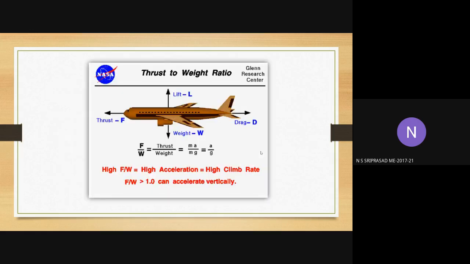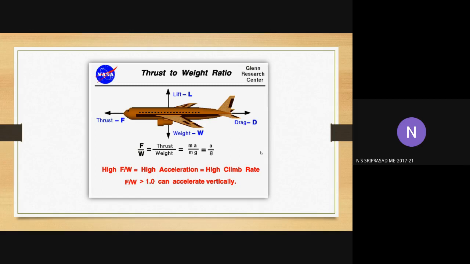And thrust to weight ratio is definitely used mostly for planes which require a high climb rate, or for different applications such as dog fights, or going into the atmosphere or going out of space. You need to have a high thrust to weight ratio.